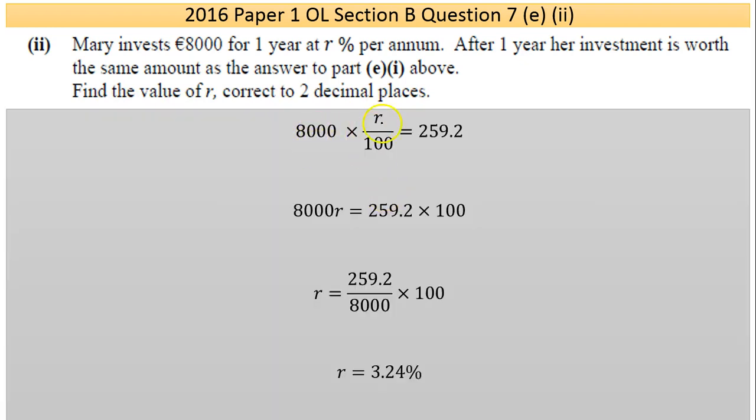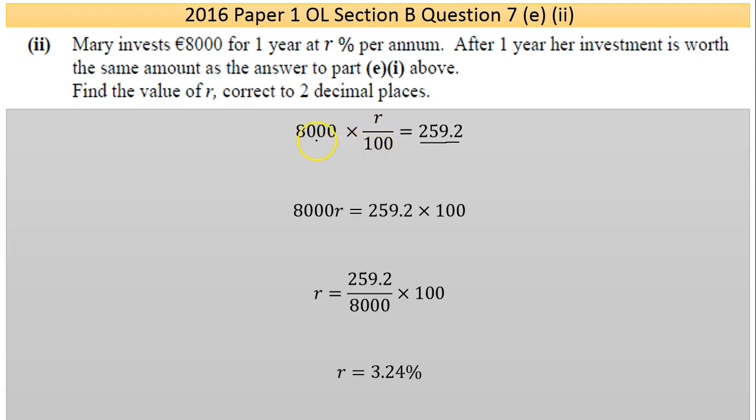So you've 8,000 by a certain percent equals 259.2. Now, where did I get that 259.2? That's the difference between her investment and the value of the investment after 1 year. So that's the interest earned. So 8,000 by some percent gives you 259.2. We're trying to find out what that percent is.